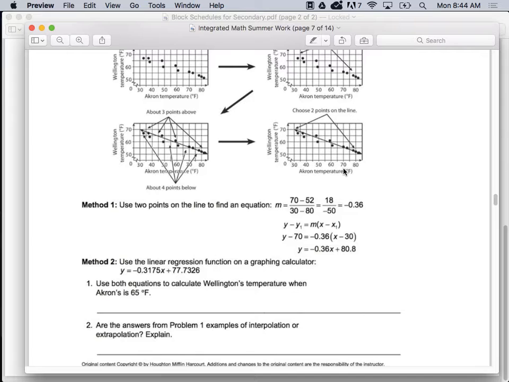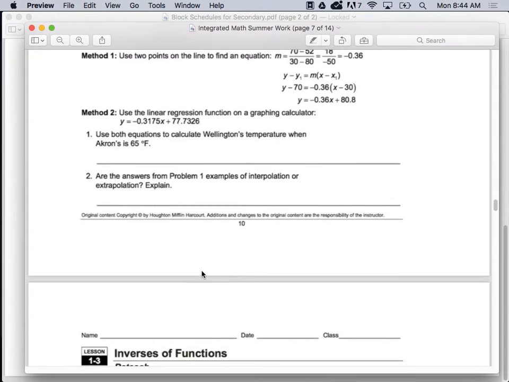Extrapolation means that we're taking our data and we're going outside of our data. Interpolation means we're on the inside. Extrapolating is outside. Interpolating is inside. Does that make sense? Well, hey, 65 degrees is right here, so that's inside, so that's interpolation. It's not extrapolation. Extrapolation would be like, if Akron was 112 degrees, what would Wellington be? And generally speaking, in these kinds of circumstances, interpolation is more accurate.